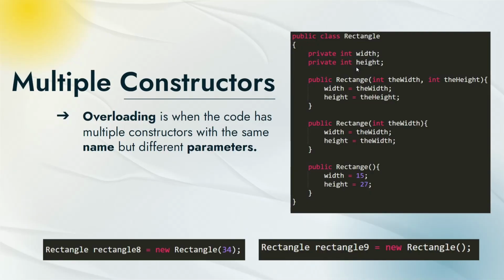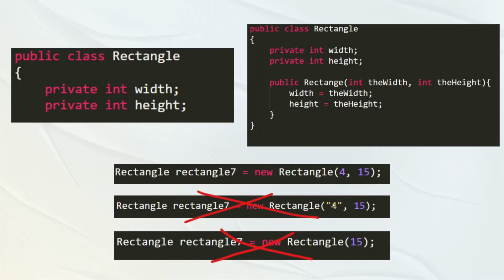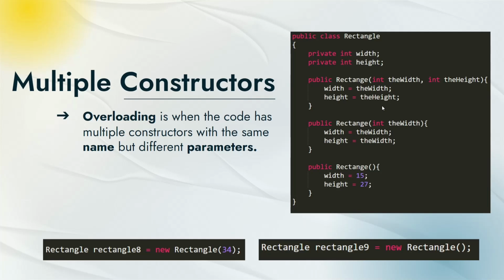However, to fix this, we can do something called overloading. Overloading is when the code has multiple constructors with the same name but different parameters. Basically, in the previous example, we talked about how if you only had 1 parameter, it wouldn't work because the constructor has 2 parameters. However, you can create 2 constructors, or even 3, or however many as you like.